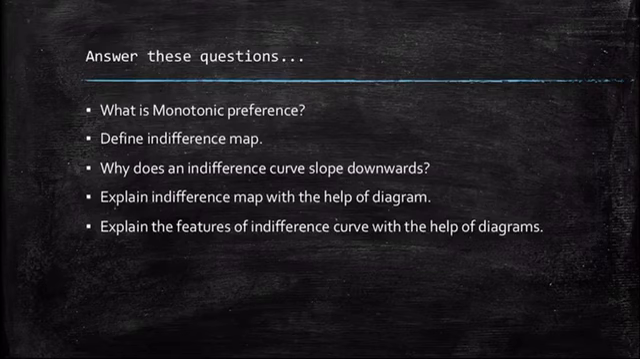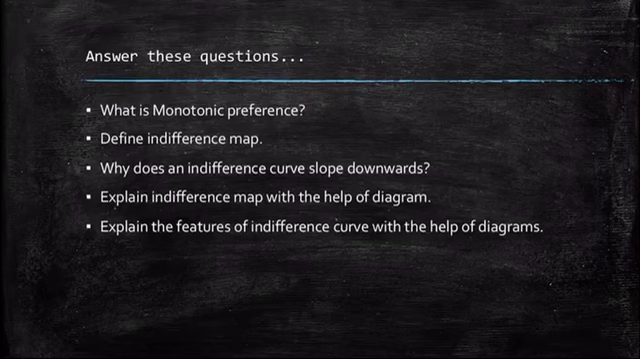Don't forget to practice these questions. What is monotonic preference? What do you mean by monotonic preference? It means if a consumer is getting more of at least one of the goods without sacrificing any quantities of another good, the consumer is going to choose that bundle. Preferences of this kind are called monotonic preferences.